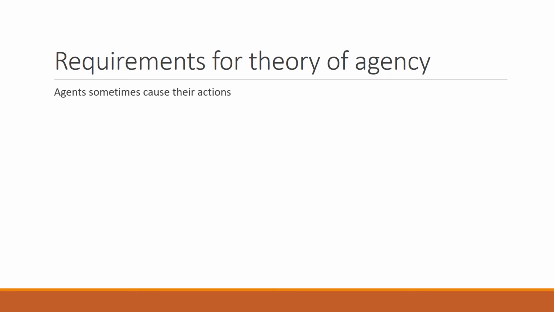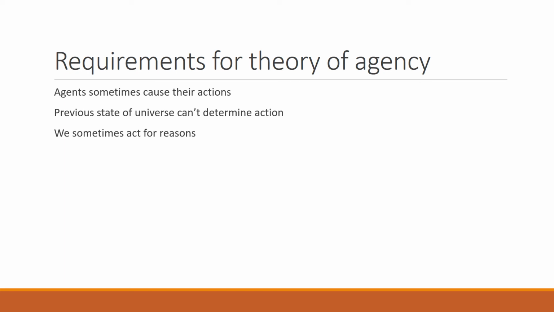He thinks that one requirement of a theory of agency is it should say that agents sometimes cause their actions. If your theory of agency says people never cause their own actions, then that's a bad theory of agency according to Taylor. Furthermore, he thinks the previous state of the universe can't determine actions. So if your theory of agency says, given the state of the universe, that always determines which action somebody will take, that's a bad theory of agency according to Taylor.